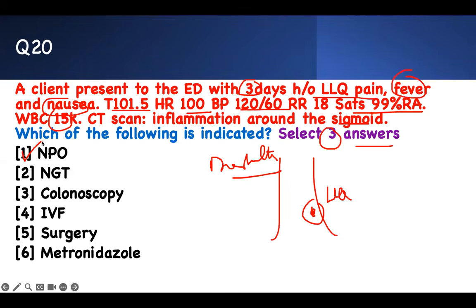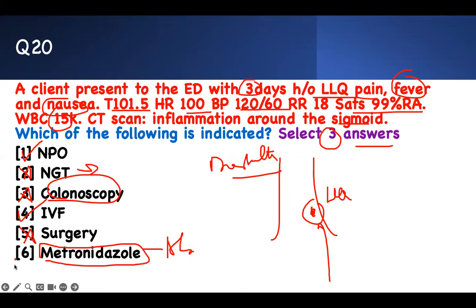Diverticulitis, yeah, NPO. Is there vomiting? Yes, nausea. He's not vomiting, so an NG tube is not indicated. NG tube is usually for obstruction or pancreatitis, but with the colon, don't put anything down there that will perforate the colon. So this is not indicated. IV fluid, yes. Do they need surgery right away? No. They have to wait, treat them with antibiotics, and if it does not resolve, then they will need surgery. Metronidazole is an antibiotic, and so I'll choose this. I'll choose 3: NPO, IV fluid, antibiotic. Straightforward.